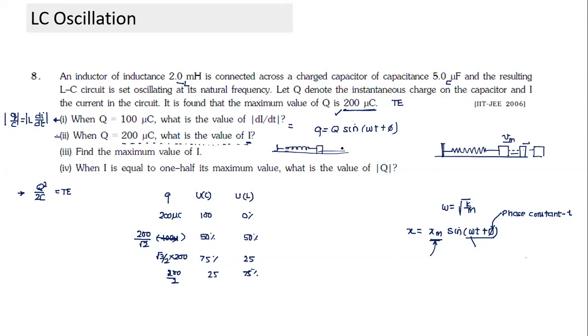When it is a maximum displacement, this is the mean position and this is the maximum displacement. So when x is equal to A, it is equivalent to saying q is equal to q naught. At this point, what is the velocity of the block?